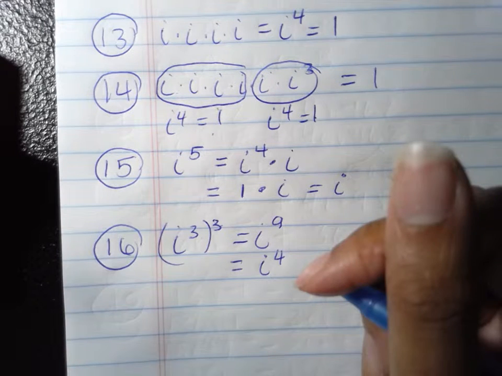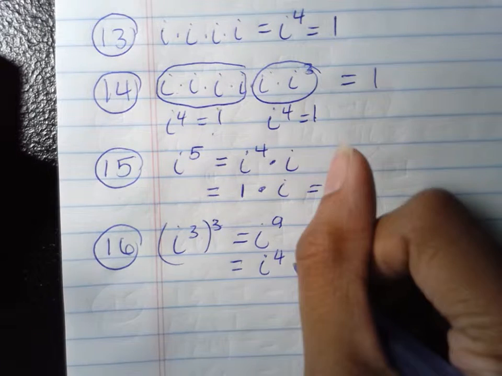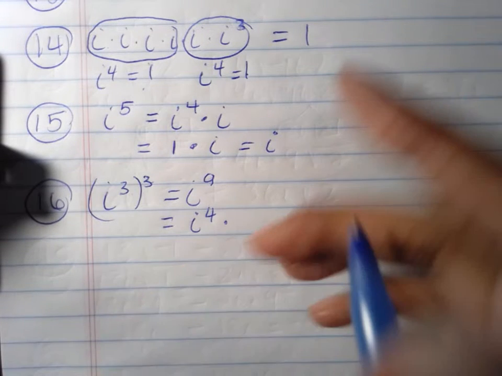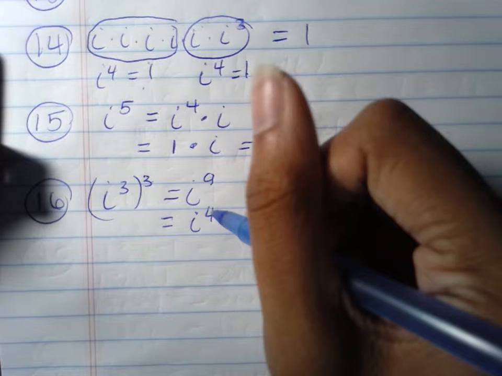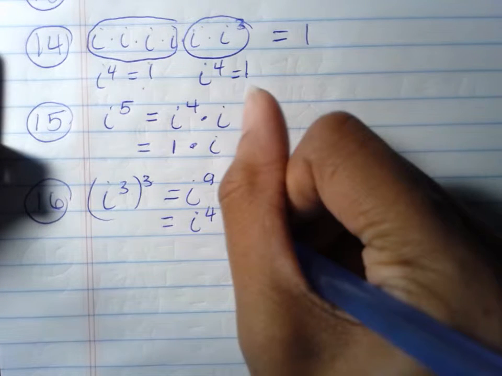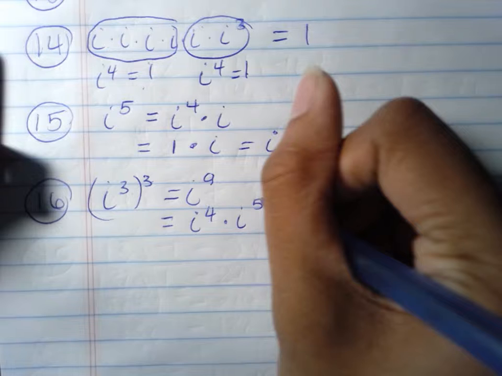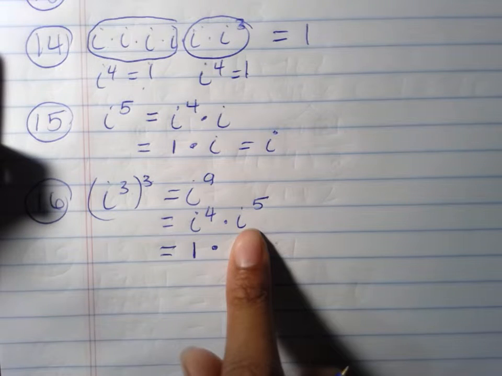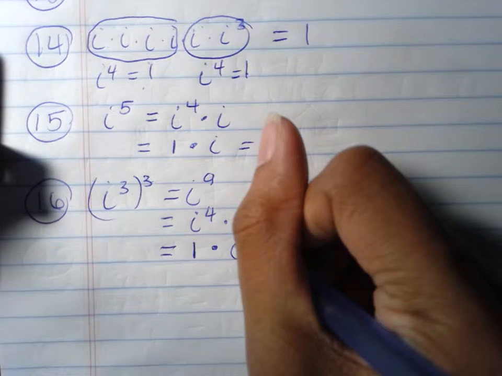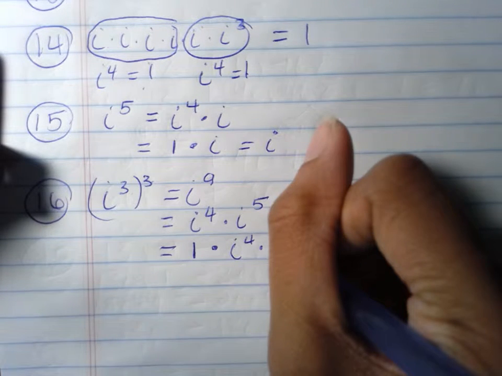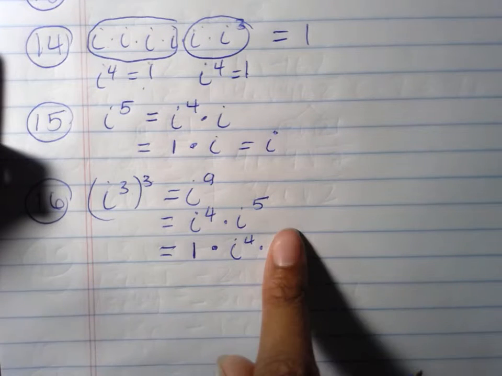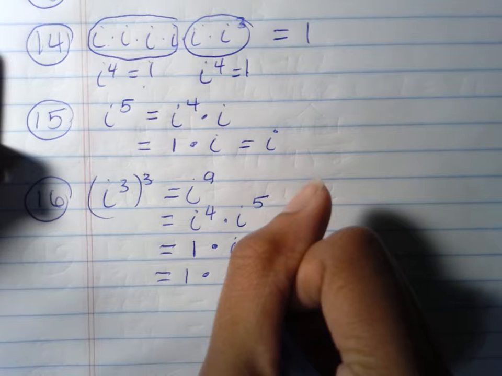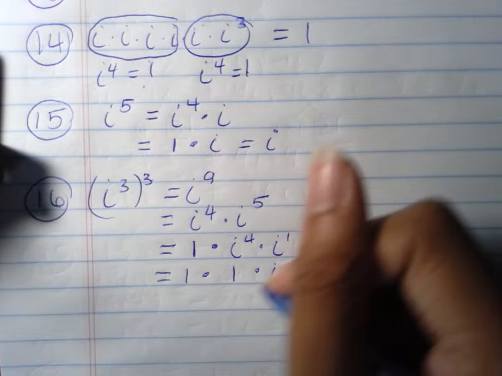Oh, this is going to take a while. All right, so i to the 4th. And then we have i to the 5th. All right, so i to the 4th is 1. We can break down the i to the 5th as i to the 4th times i to the 1st, because 4 plus 1 makes that 5. So then we have 1 times i. So our answer is just 1i.